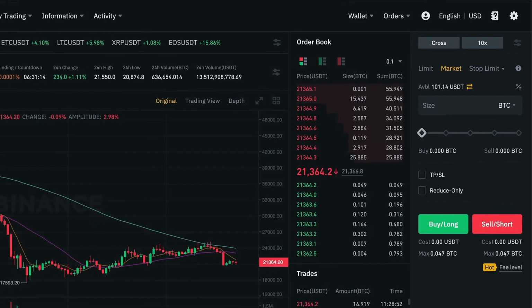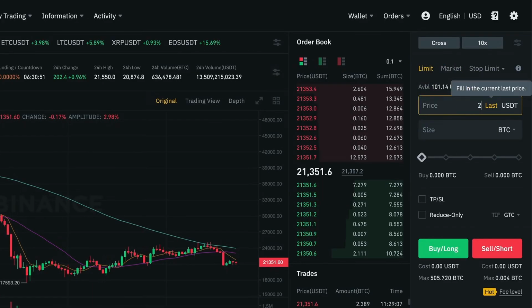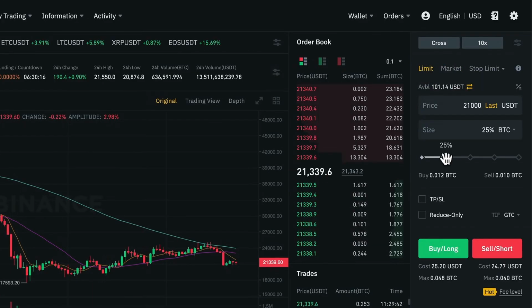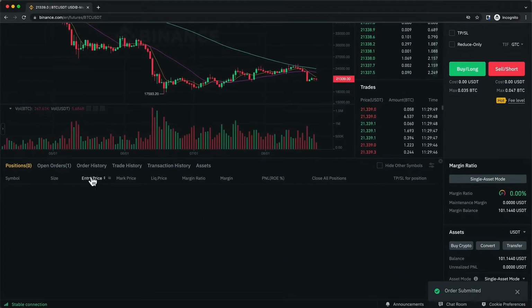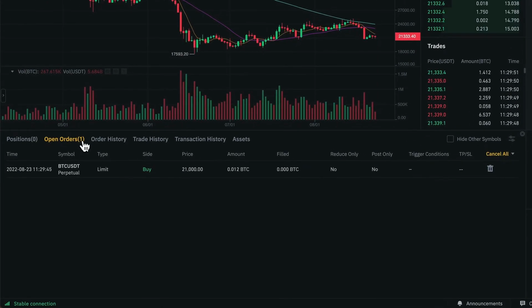Until now, we've only been using market orders, but of course we can also do limit orders as well. We can just switch from market to limit and then set our entry price here. We put in the order by going long or short, and it will be visible right here in the Open Orders tab. And it will stay here until the futures price reaches our entry price that we have just set, which is when it will automatically open our position at that specific price.